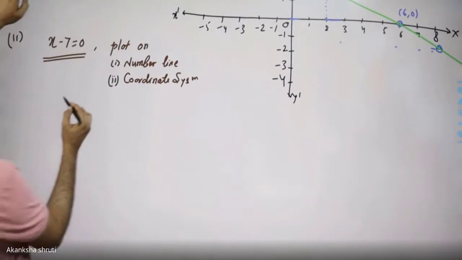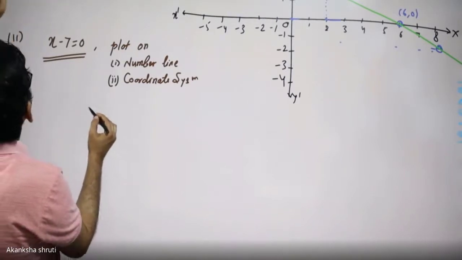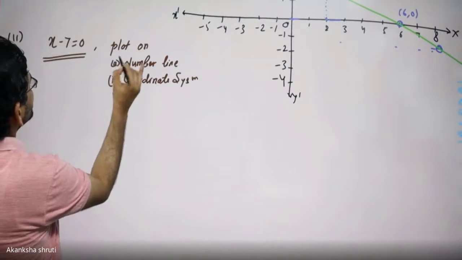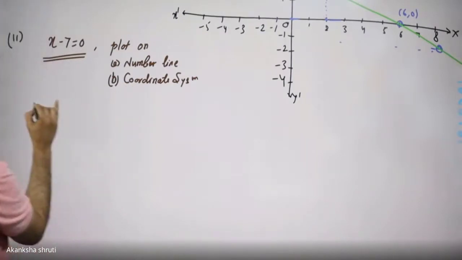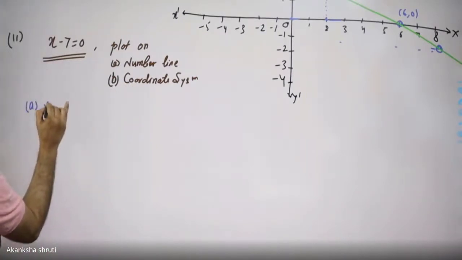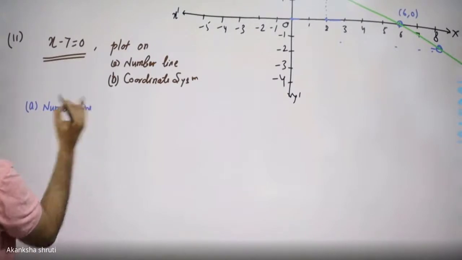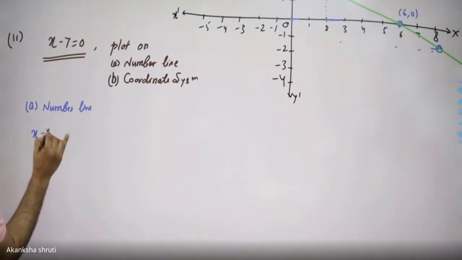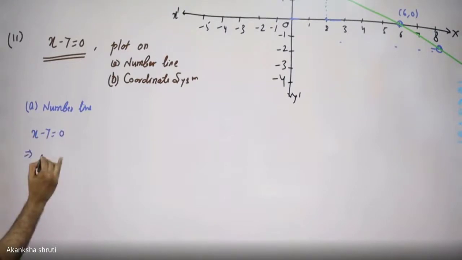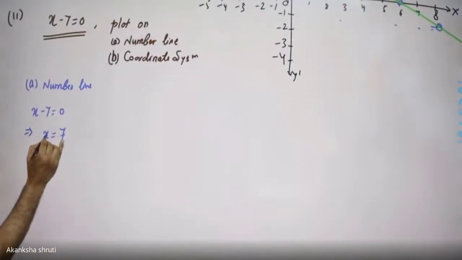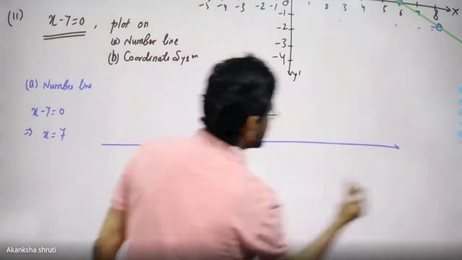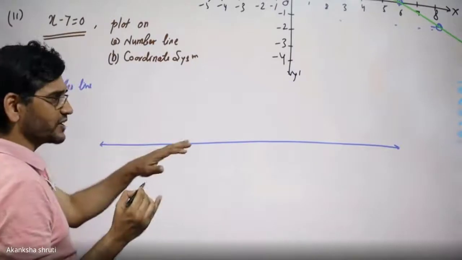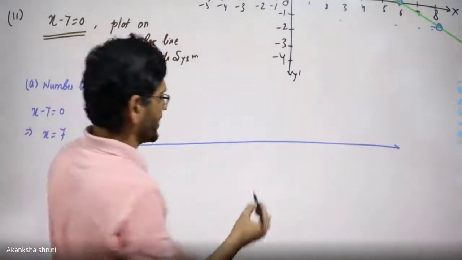If we are considering the number line, then we have to take only one line, the real number line. Students, let us consider part A, on the number line. The given equation is x minus 7 is equal to 0. It means simply x is equal to 7. We have to put this 7 only on the number line, and we have learned that the number line is just one horizontal line. It is representing a point only.